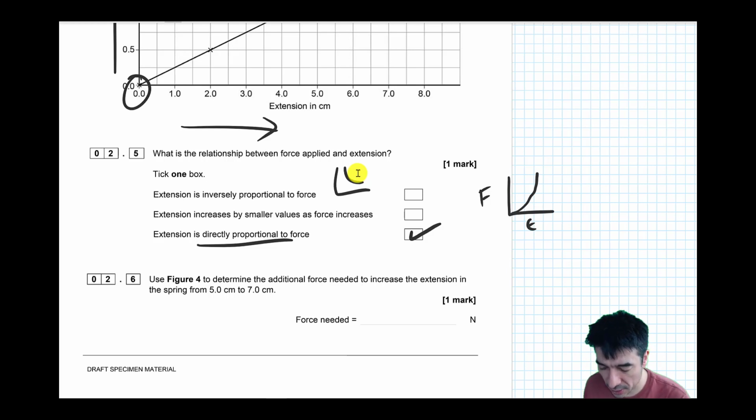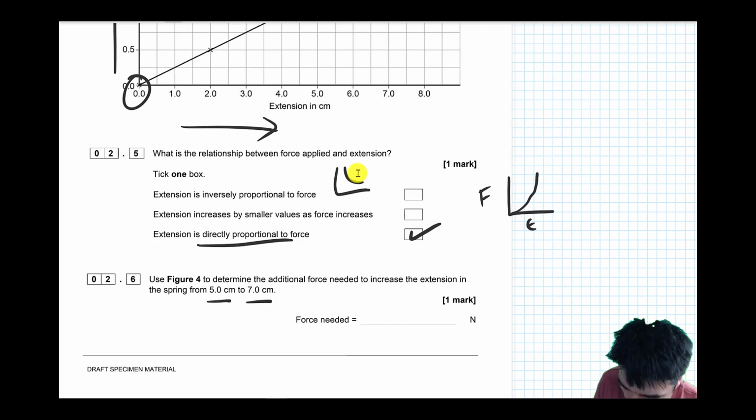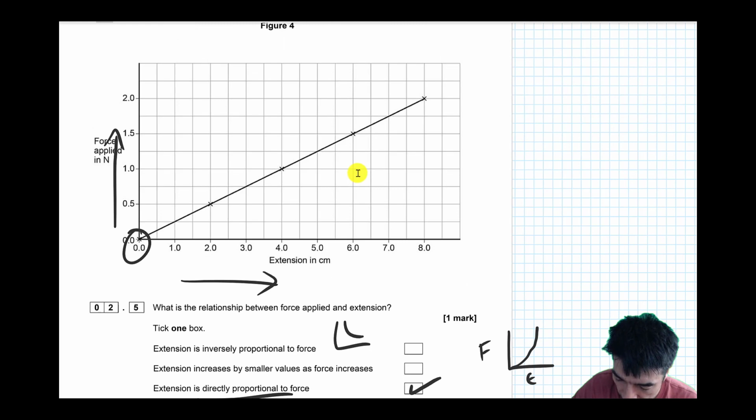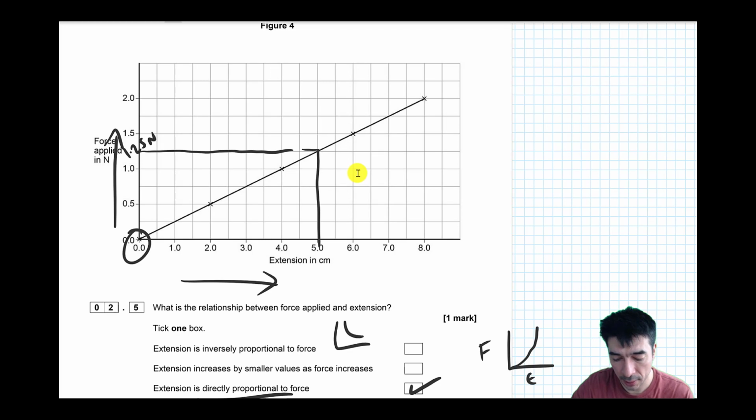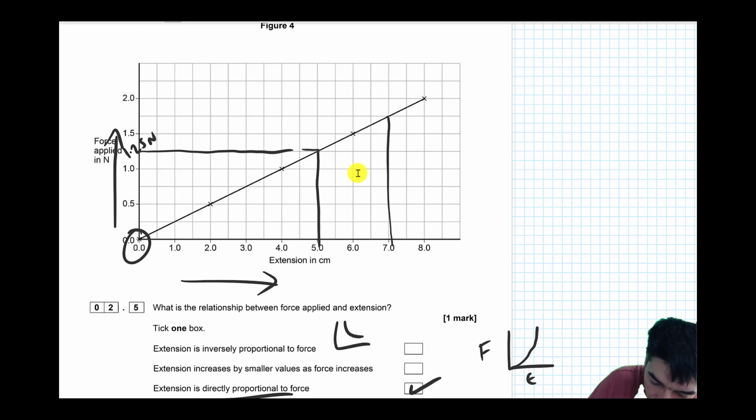Use figure 4 to determine the additional force needed to increase the extension in the spring from 5 centimeters to 7. The additional force needed. Right, so let's have a look at figure 4. If I was at 5 centimeters, the force I would need to be pulling this spring with would be 1.25 newtons, in between 1 and 1.5. And to extend it to 7 centimeters would take a force of 1.75.